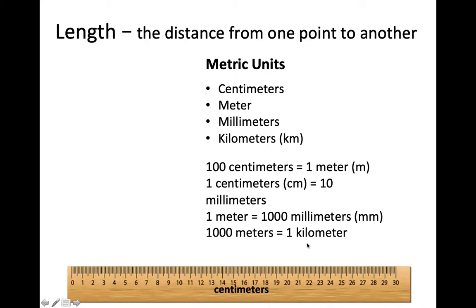After meters, the next largest unit in the metric system for length is the kilometer. There are 1,000 meters in every kilometer. So if you take a look at this centimeter, a kilometer would be 100 times that to get to a meter, 1,000 of those 100 centimeters. That's pretty big.